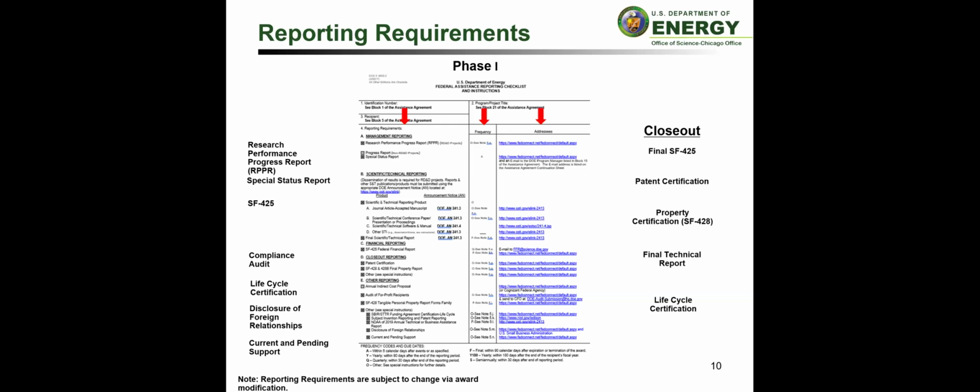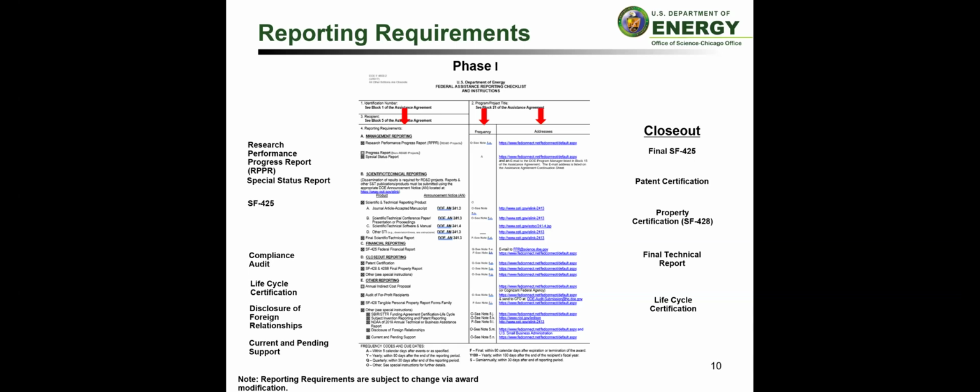And the first is the RPPR, or Research Performance Progress Report. That describes the recipient's progress during the first 3 months of the phase 1 project. A special status report might be required, but often is not. I'm not going to go into that much, but just know that if you do have a special occurrence, a report needs to be submitted within 5 calendar days of the event.